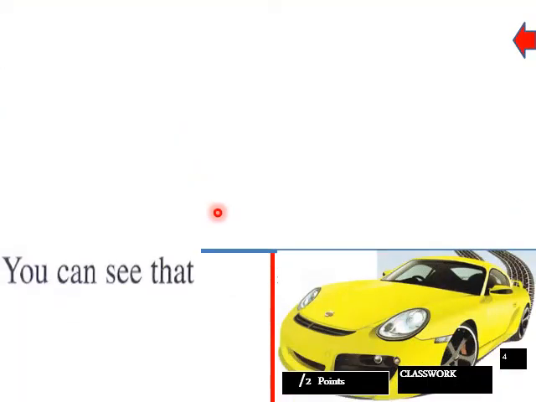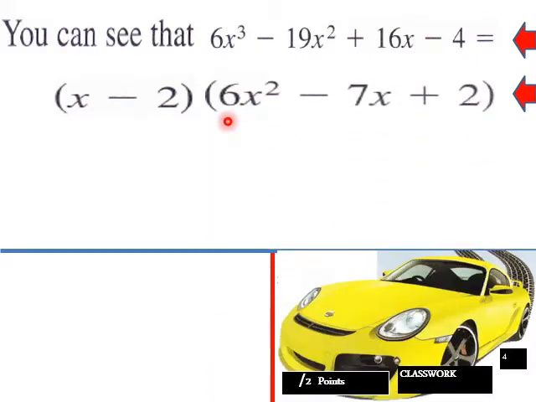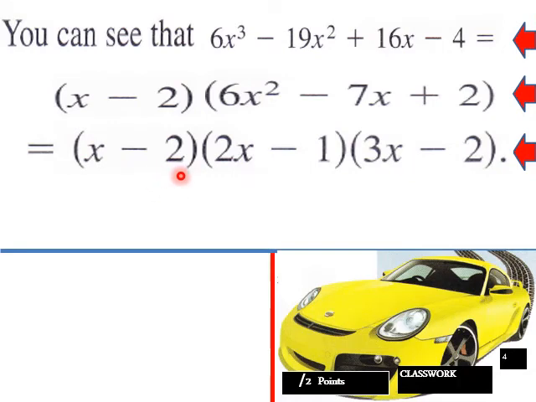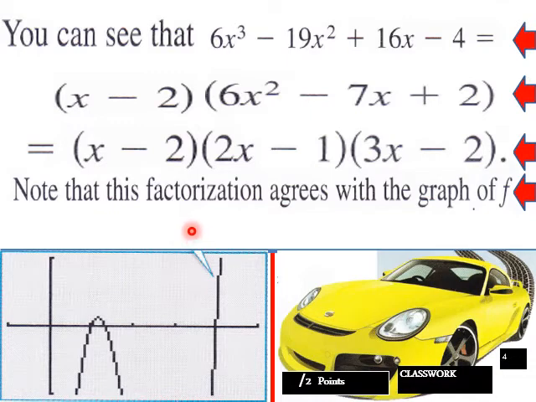So to further factor that, x minus 2, we know that we have this situation here. So x minus 2 times 2x minus 1, 3x minus 2. So we get these two binomials from this quadratic here. Note that this factorization agrees with the graph.